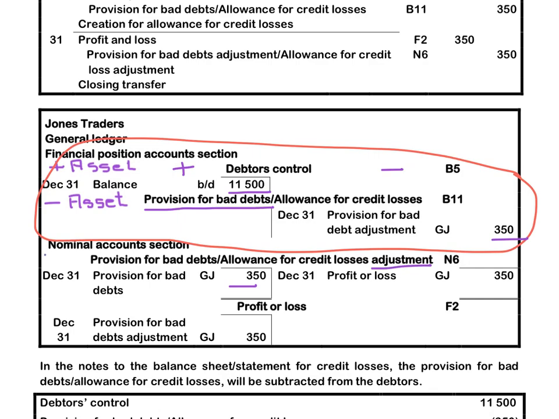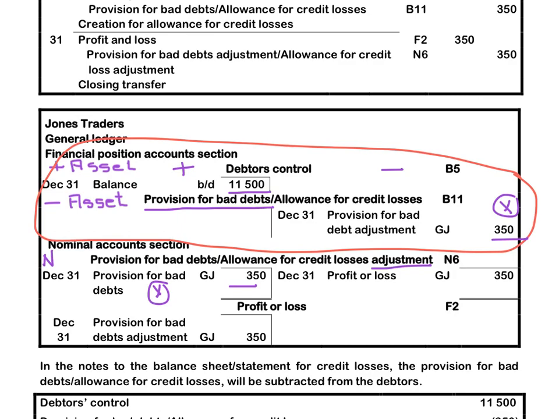So that means this is the only account that you have that can sometimes be an income and sometimes an expense, depending on what happens in the provision for bad debts account. If we increase the provision for bad debts on the credit side, then it means we will record it in the provision for bad debts adjustment on the debit side, then it will be an expense.